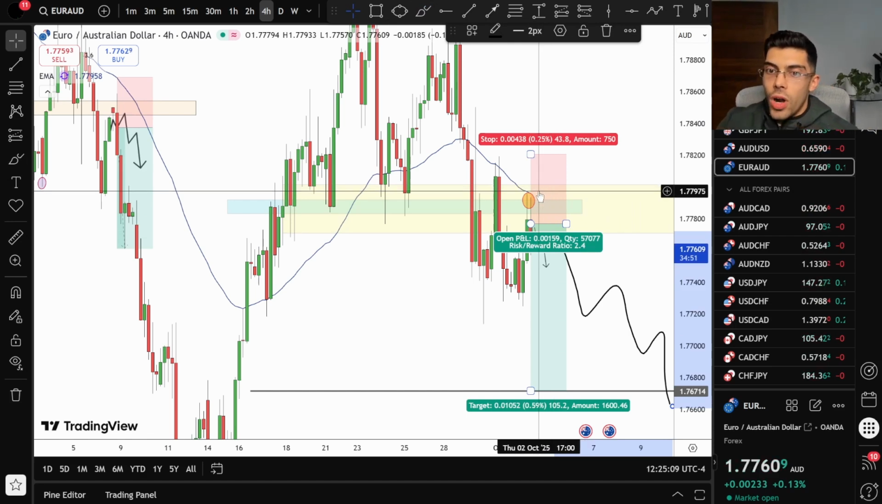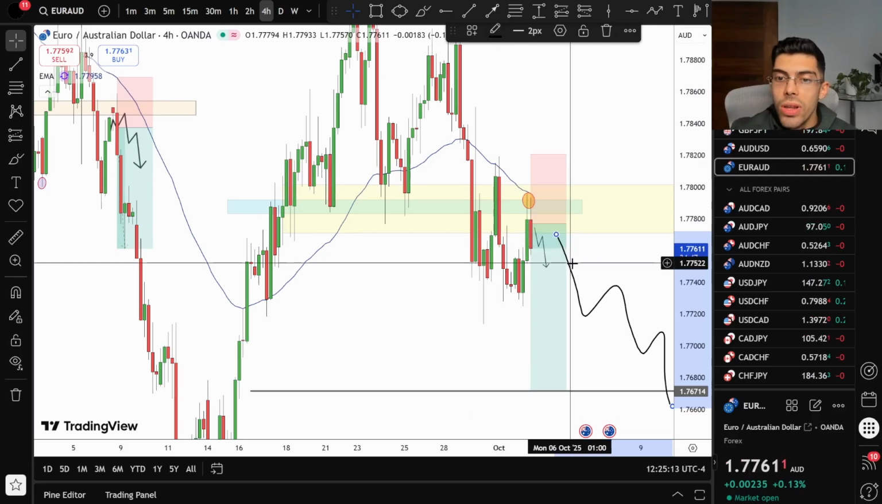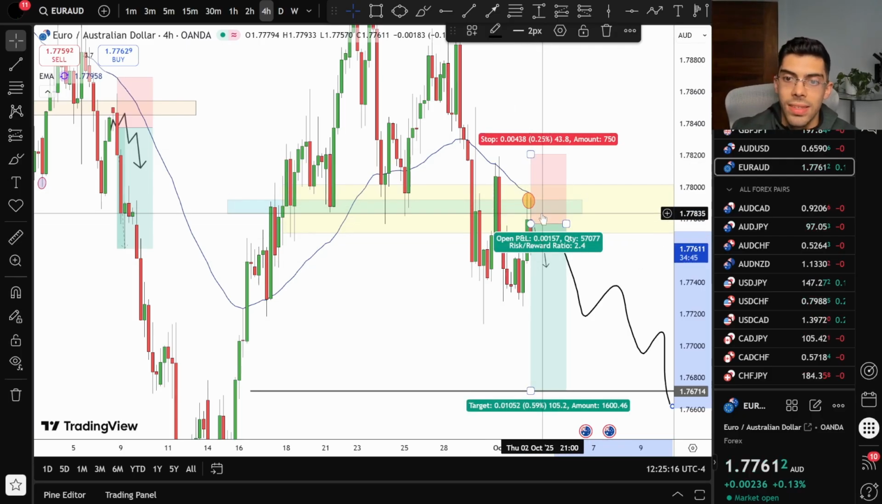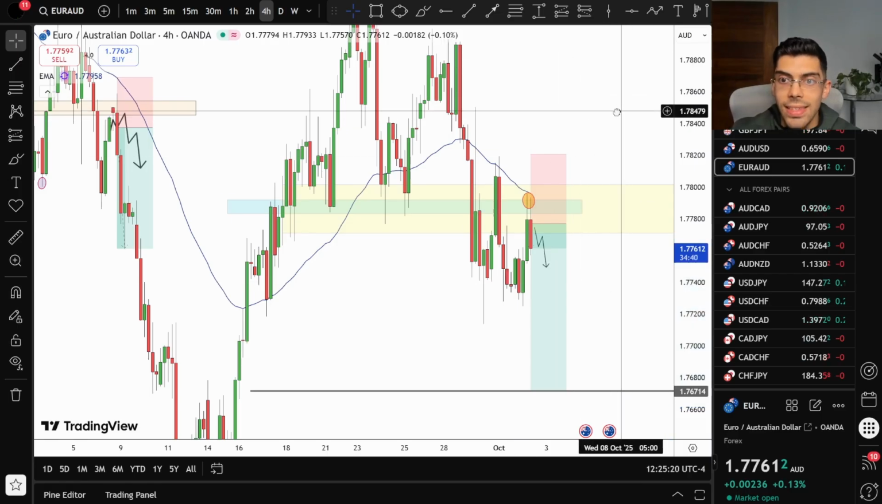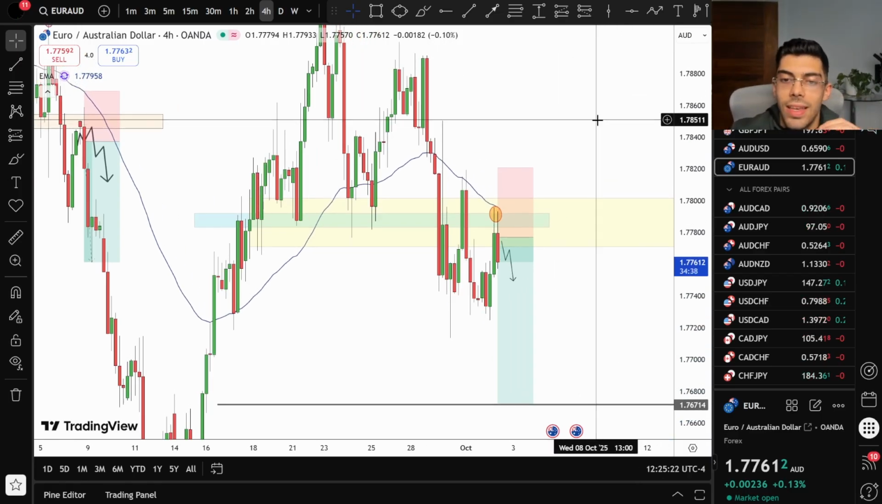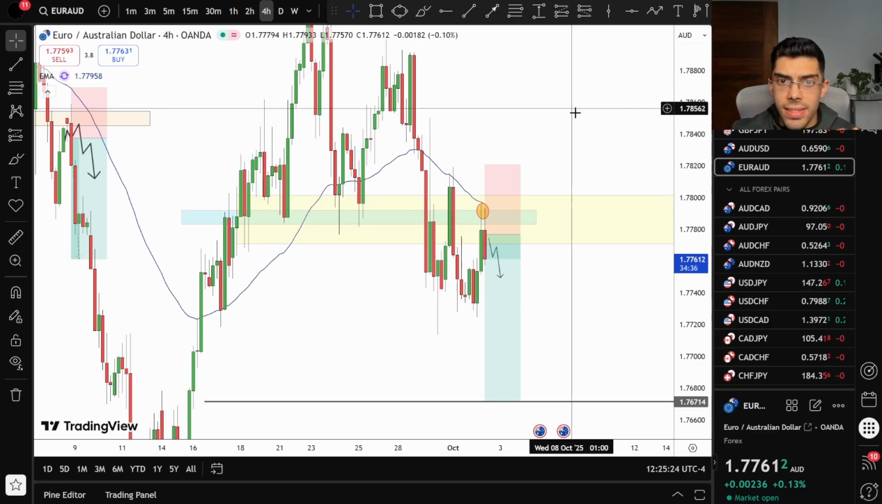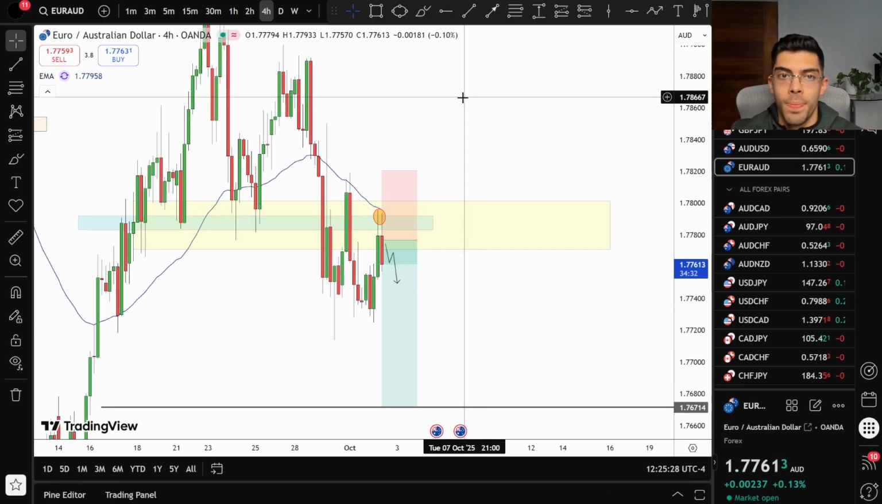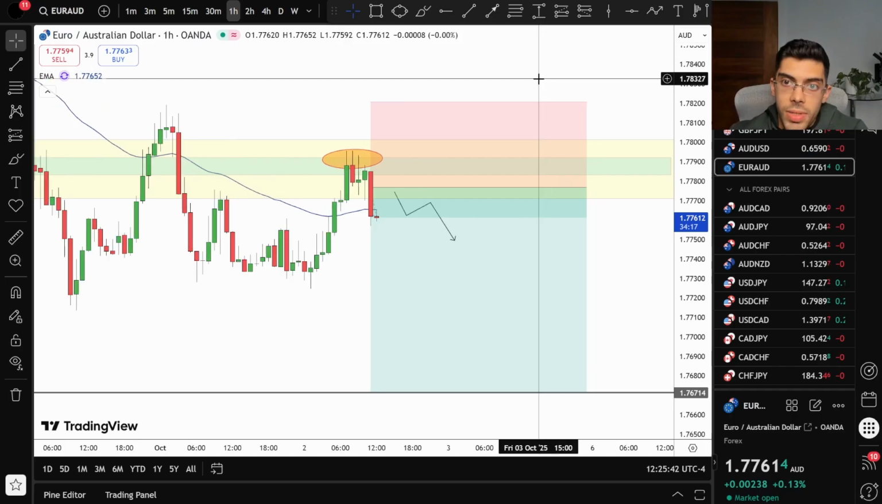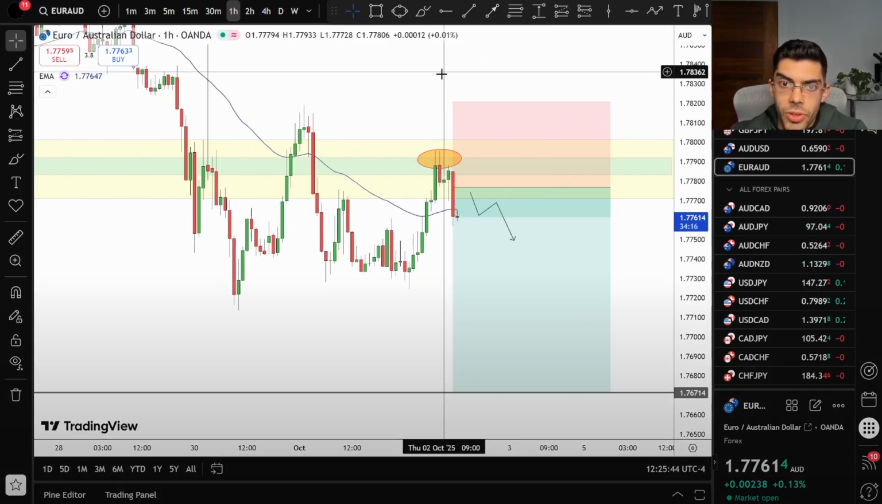So even if I'm wrong, right? Even if the probability is 50-50 and I'm wrong, I would have made more than double my risk if this does play out. That's why I like taking trades like these at an important key level based off of the market structure and based off of where the market should go based off of my theory. So I'll update you once we get significant movement on this trade.